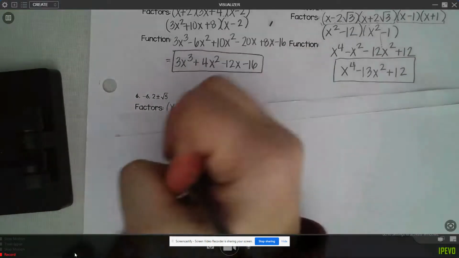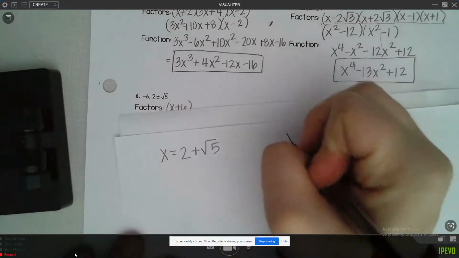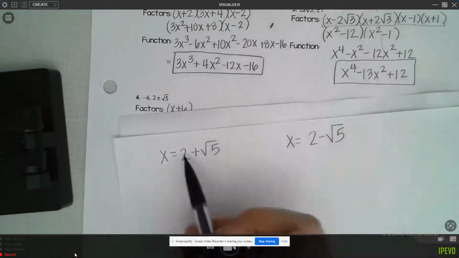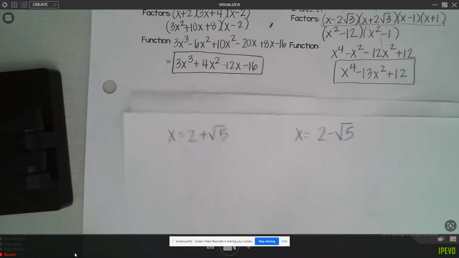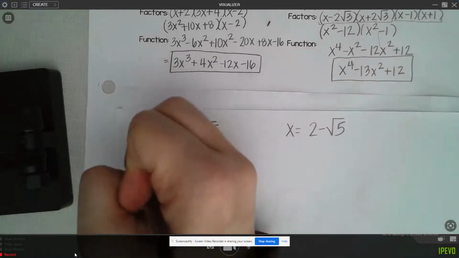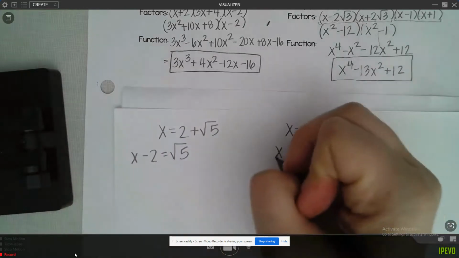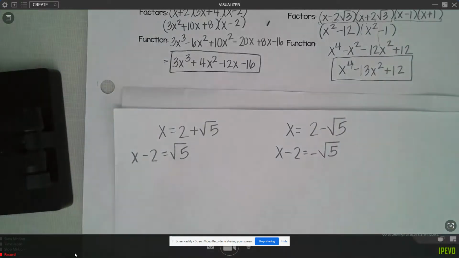I have x equals 2 plus radical 5 and x equals 2 minus radical 5, right? Because the plus or minus is in front of the radical. Agree? I need these both to equal 0. So I'm going to subtract the 2. So I have x minus 2 equals radical 5. And x minus 2 equals negative radical 5. Agree or disagree? Just kind of watch what I'm doing.